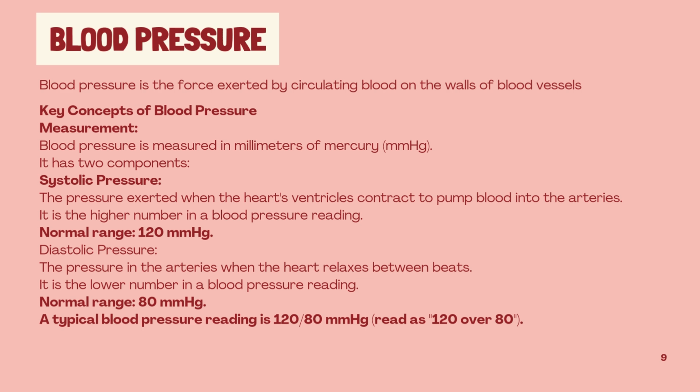Diastolic pressure is the pressure in the arteries when the heart relaxes between beats. It is the lower number in a blood pressure reading. Normal range: 80 millimeters of mercury. A typical blood pressure reading is 120/80 mmHg.